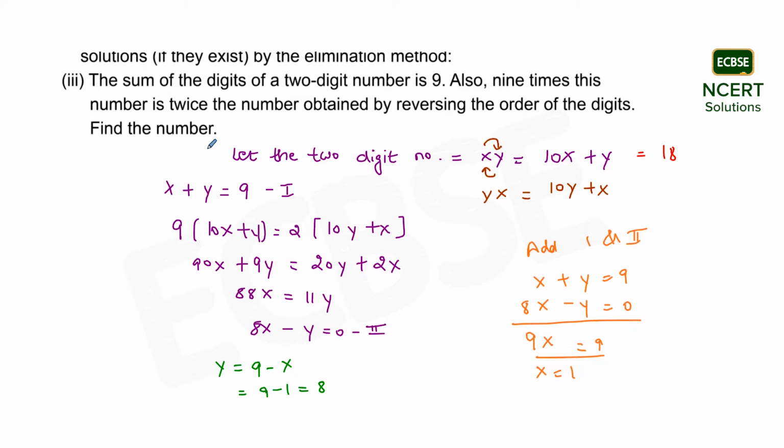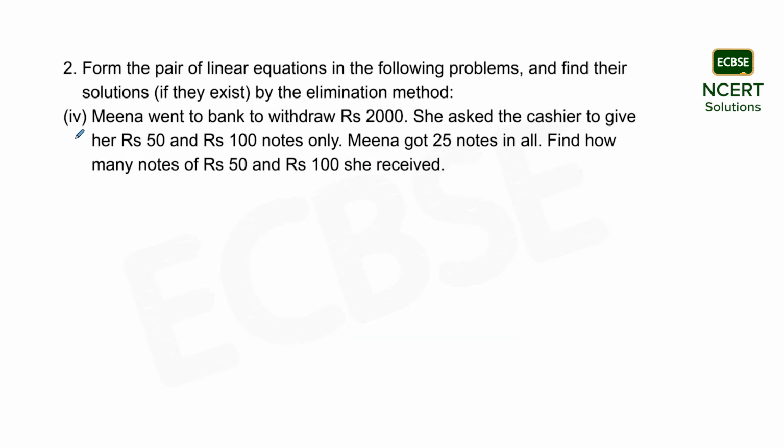I hope this question is clear to all of you. Right. Now we will be doing the next problem. Now coming to the fourth problem of question two, it says Meena went to the bank to withdraw rupees 2000. She asked the cashier to give her rupees 50 and rupees 100 notes only. Meena got 25 notes in all. Find how many notes of rupees 50 and rupees 100 she received.